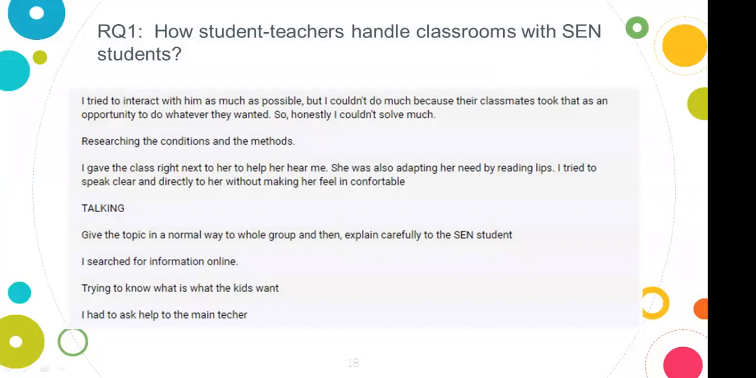So honestly, I couldn't solve much. Researching the condition of the methods, I gave the class right next to her to help her hear me talking, give the topic in a normal way to the whole group, and then explain carefully to the STEM student. I searched the information online, trying to know what the kids want. I had to ask the main teacher. So they handle asking, supporting individually.